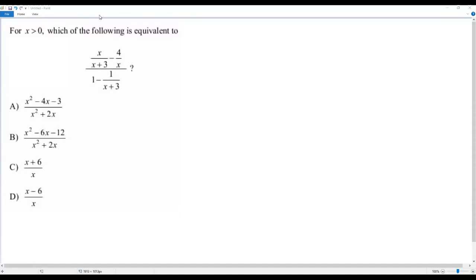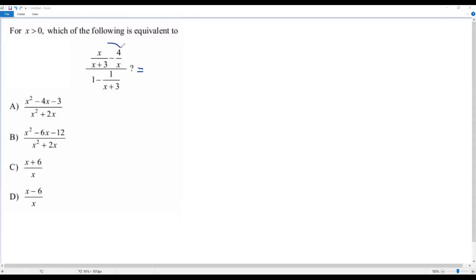Here we have a SAT math problem. Okay, let's go to the question. For x greater than 0, which of the following is equivalent to the expression we have over here? That is, in the given answer choices, we have to get the expression that is equivalent to this one. For that, we have to simplify this expression. Okay, now let's start.